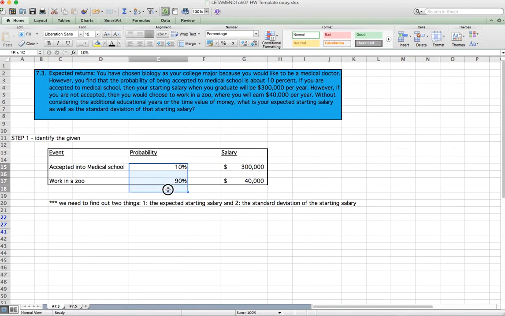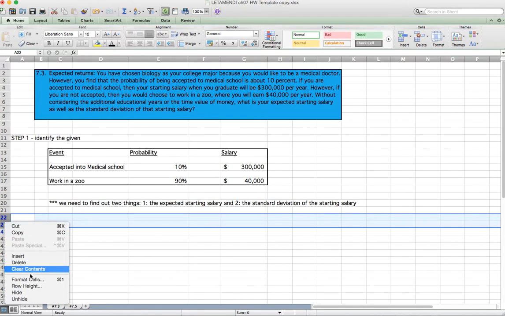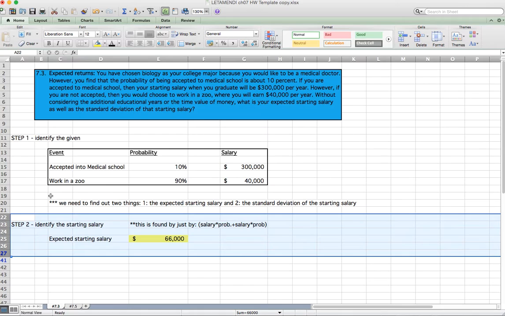So these two obviously equal 100. So you're basically looking at an either-or option. So the first thing that we need to do is, well, we need to do two things. One, we have to find the expected starting salary. And then two is we have to find the standard deviation of the starting salary. Alright, so now let's unhide this.